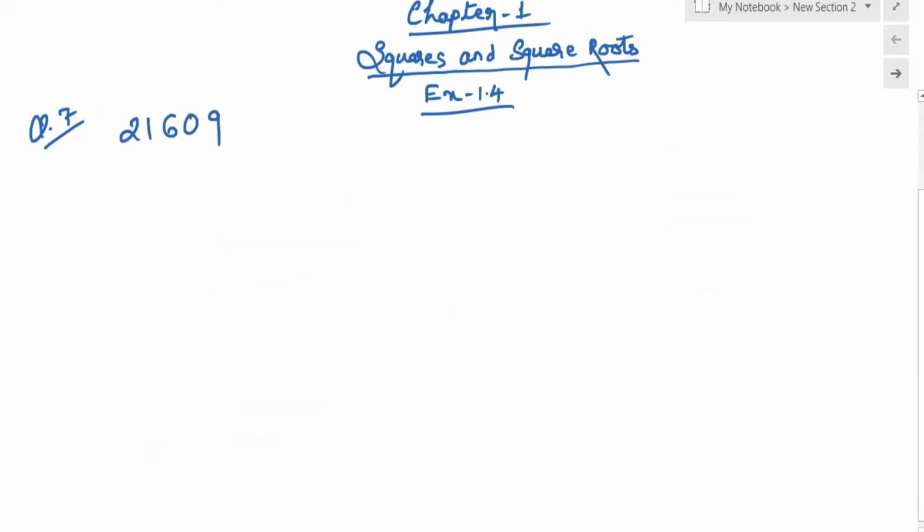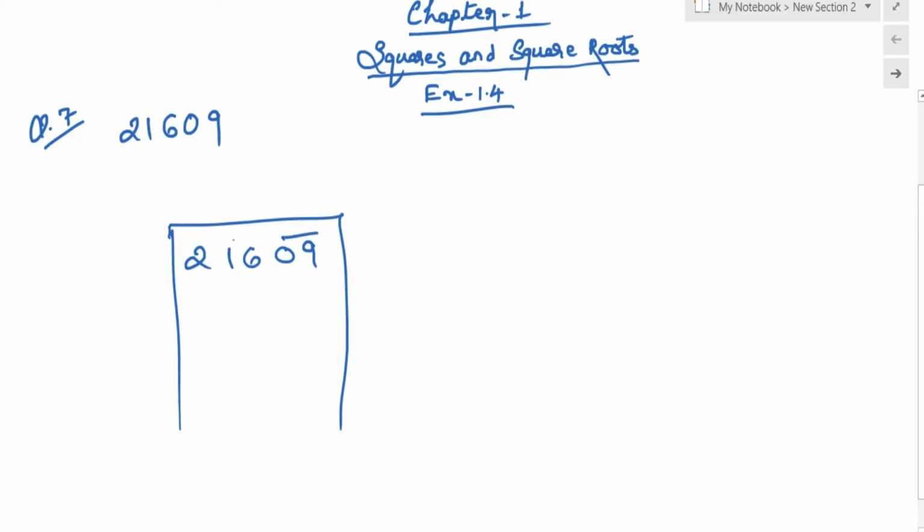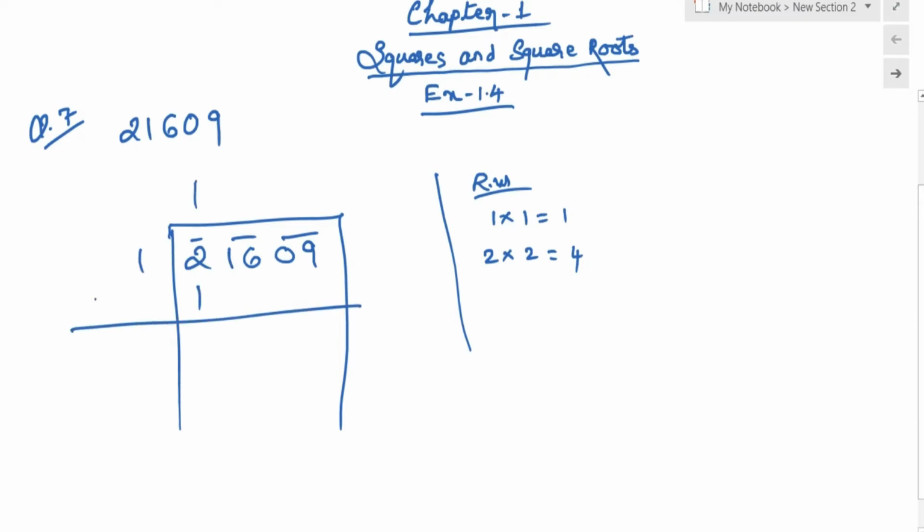Next question is 21,609. Again we'll keep it inside the box, that is 21,609. So 09 will be one pairing, 16 will be one pairing, 2 will be alone. And again we will go towards the rough part, that is 1 1s are 1 and 2 2s are 4. 2 2s are 4 will be much higher than 2, so we'll go ahead with 1 1s are 1 and 1 plus 1 will become 2 and one digit will be vacant for solving the next part. 2 minus 1 is 1, 16 will go downside.